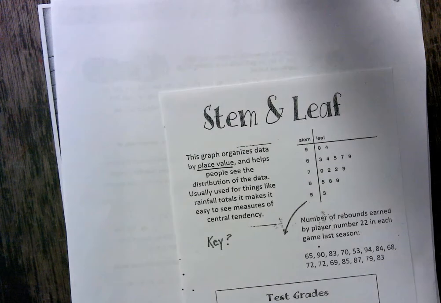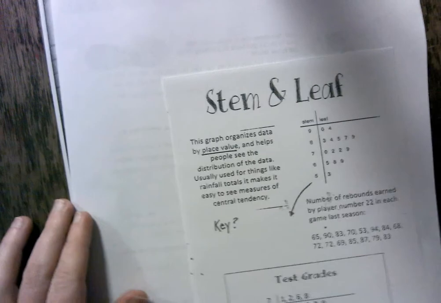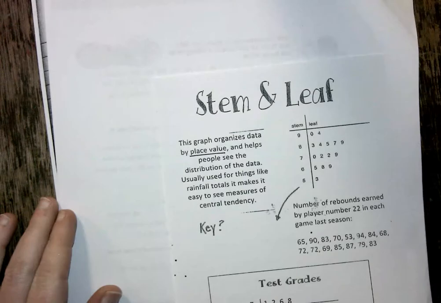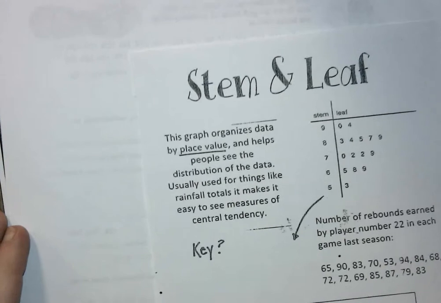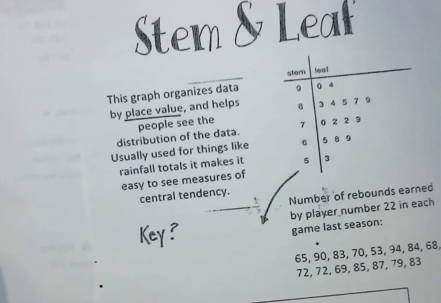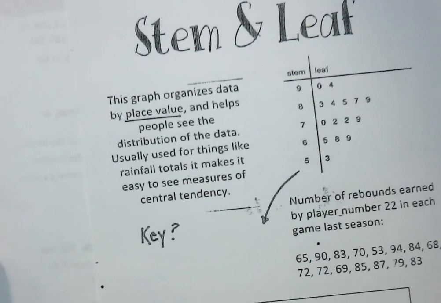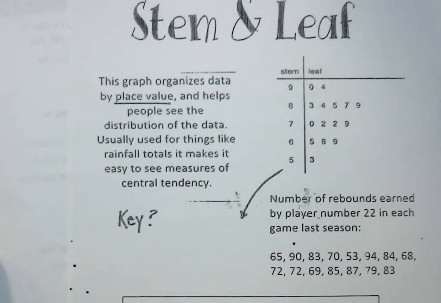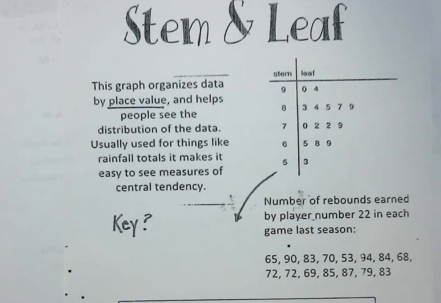So we're talking about stem and leaf plots. It's just another type of graph that we use to display data and organize our numbers in our data set. It says that this graph organizes data by place value. So that's the most important thing about stem and leaf that you need to know. It's separating your place value, so like your tens place from your ones place.